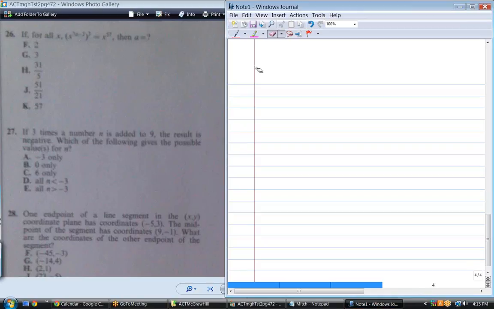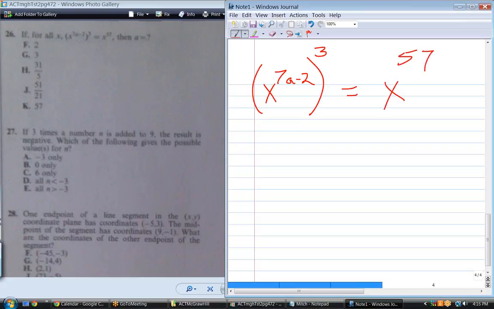it's X in parentheses, it's x to the, does that look like a 7? I think it's 7a minus 2. Yeah. All of that is cubed, if this is equal to x to the 57. And they want to know what a is. What's my next step?